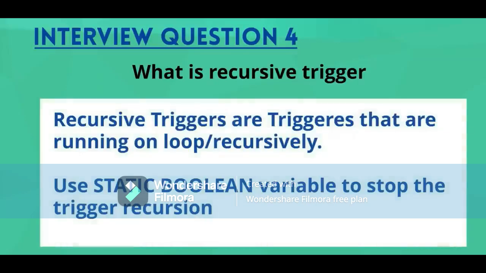Interview question number 4. What is a recursive trigger? Recursive triggers are triggers that are running in a loop, running recursively. Basically a trigger is getting called again and again because of continuous inserts, or the way you are inserting or updating. We have already seen such an example earlier. So how do you prevent a recursive trigger? You need to say: use a static boolean variable to stop the trigger recursion.